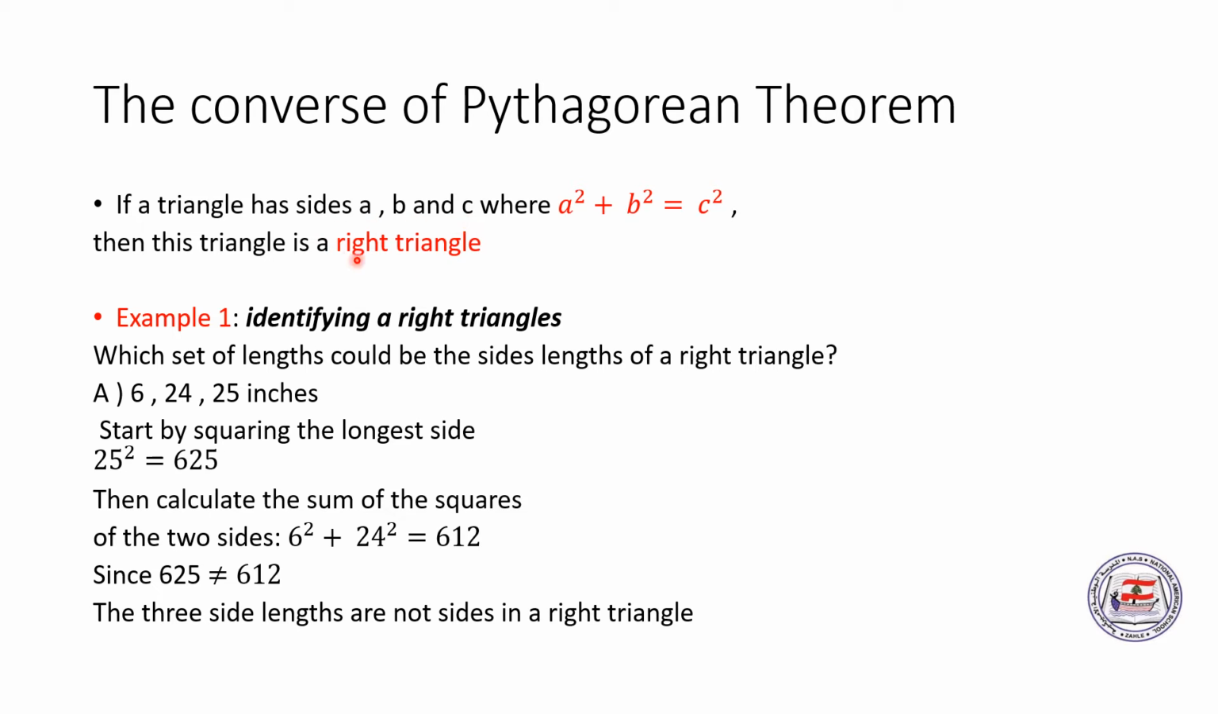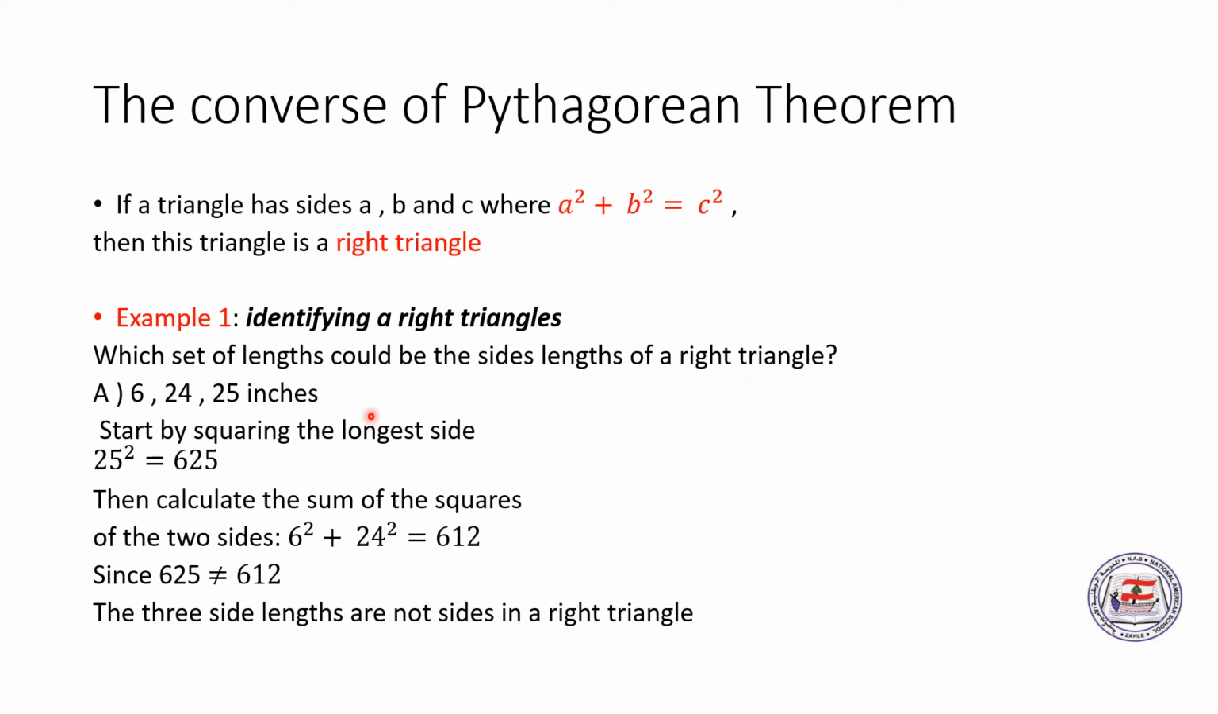So using the converse of the Pythagorean theorem, if we can find this relation, A squared plus B squared is equal to C squared, we can deduce that the triangle is a right triangle. Example 1. Identifying a right triangle. Which set of lengths could be the side lengths of a right triangle?